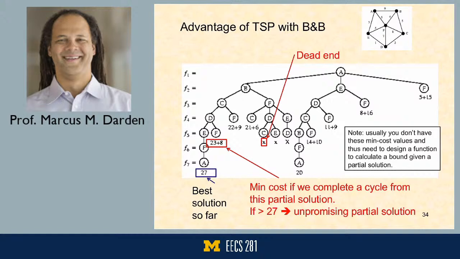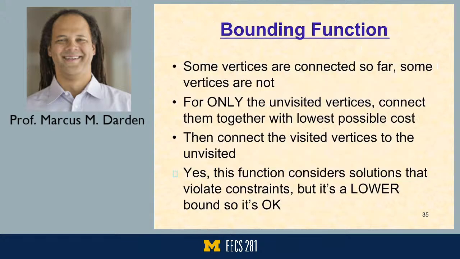Here's the note about the magic. You usually don't have this perfect min cost value function that gets things done in constant time and prevents you from doing factorial work. Because if we had a magic function that worked like that, then all of our algorithms would just be constant time algorithms. You just say, I'm going to use the magic. So we're going to have to find a different way to do this.